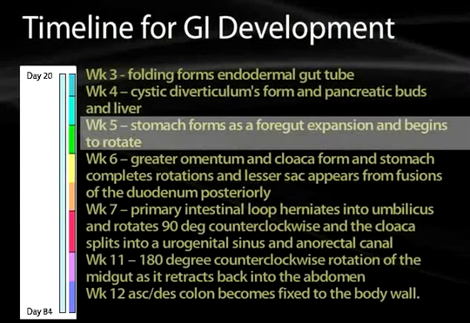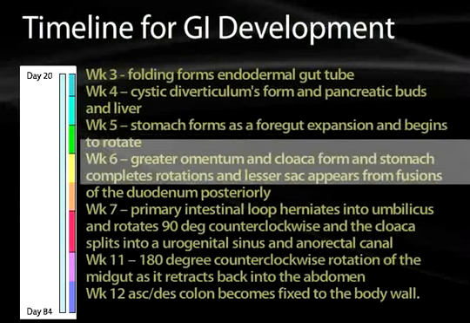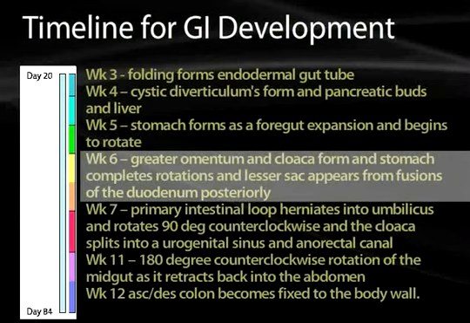The stomach will form as a foregut expansion, and then it will begin to rotate 2 times. The greater omentum will expand off, and the cloaca will form as the stomach starts to complete its rotations. And then the lesser sac appears as a fusion of the duodenum posteriorly.